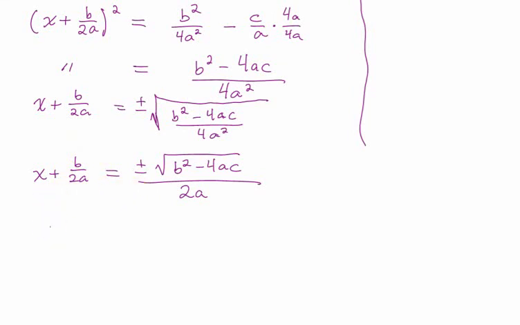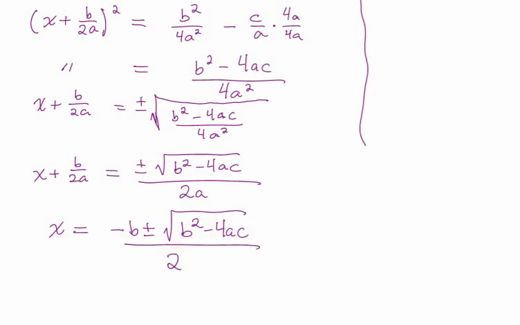I'll move b over 2a to the right. I'm left with x equals minus b plus or minus the square root of b squared minus 4ac all over 2a, which is the quadratic formula.